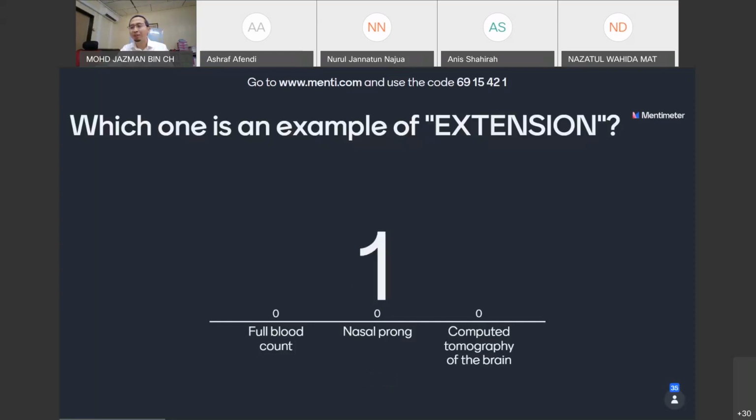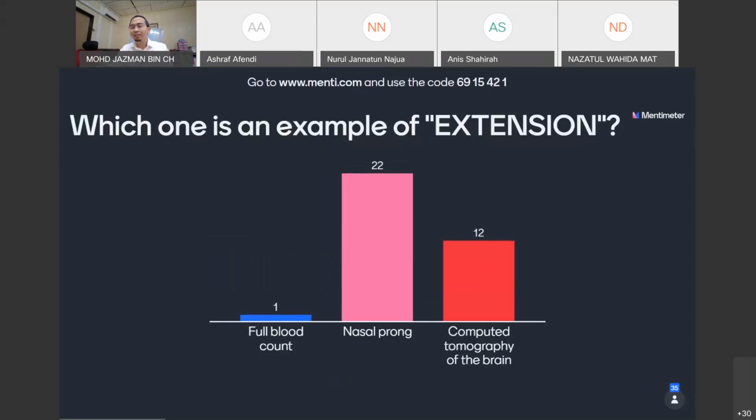3, 2, and 1. Yep, someone got fooled and answered computed tomography of the brain. So computed tomography of the brain is just CT brain. CT brain is a radiological examination of the brain. It's a one-off examination. So it's not an attachment to the patient. All right. So nasal prong is something that's attached to the patient most of the time. So it's considered an attachment. Full blood count, same as CT brain, is a one-off monitoring or evaluation of the patient's blood cell counts. All right.